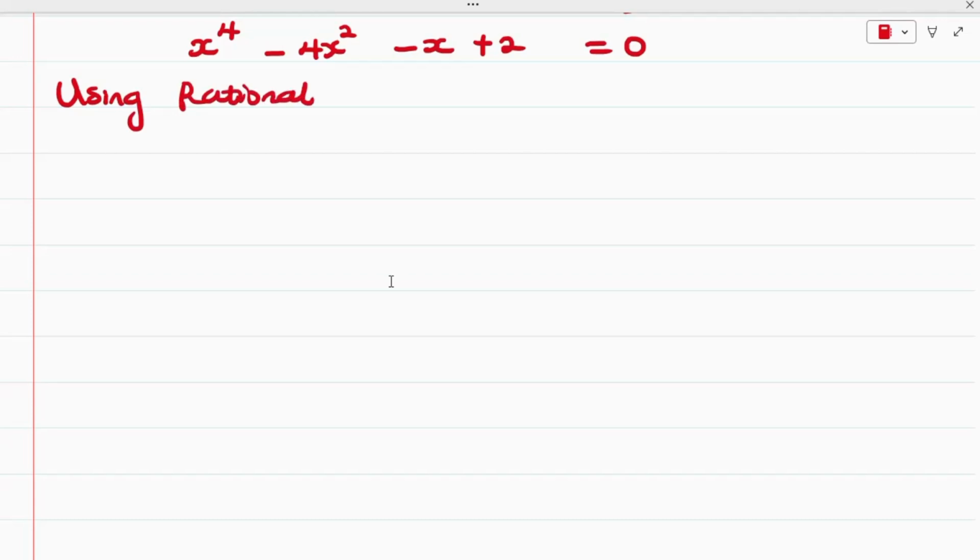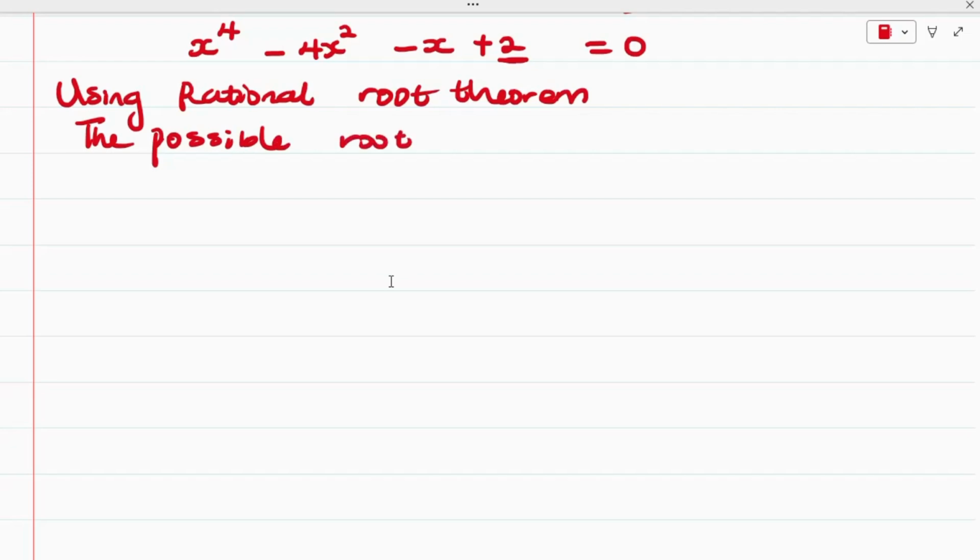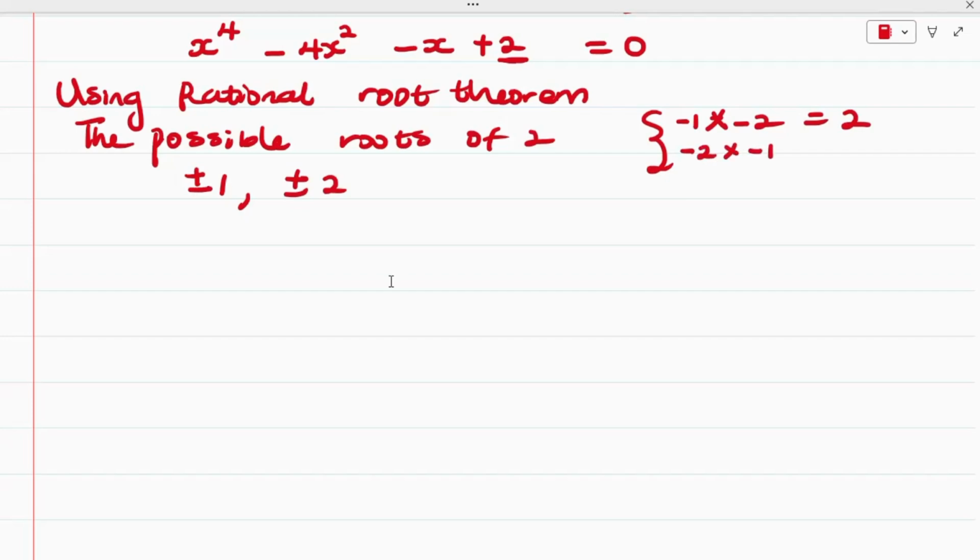So the next thing we want to do right here is to apply the rational roots theorem. So all we have to do right here is to find the possible values of 2. So we are going to say the possible roots of 2 are plus minus 1 and plus minus 2. That is to say we have minus 1 multiplied by minus 2 is going to give us 2. Minus 2 multiplied by minus 1 is going to give us 2. We also have 1 times 2 is 2 and 2 times 1 is 2. So we have this right here.